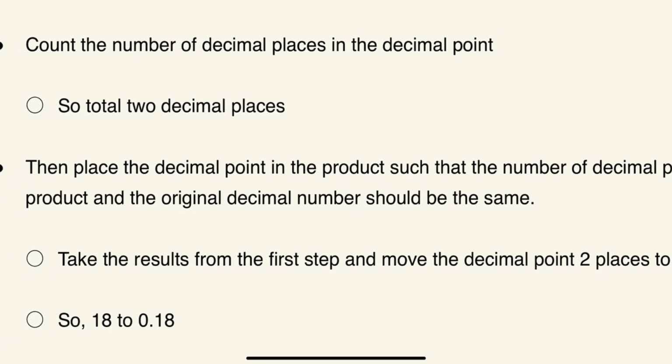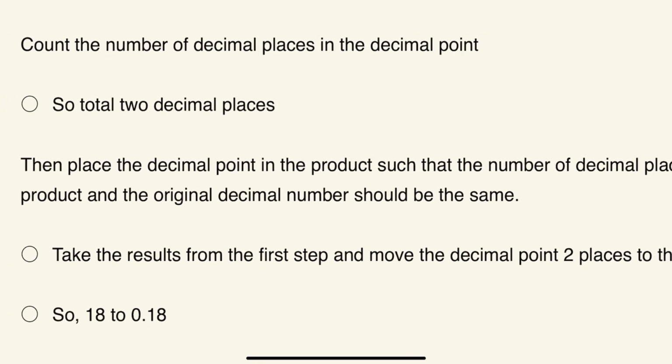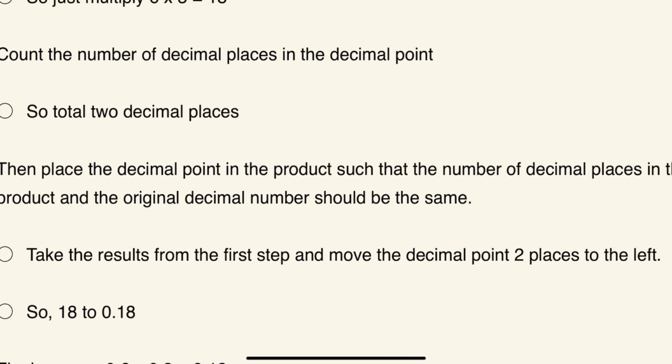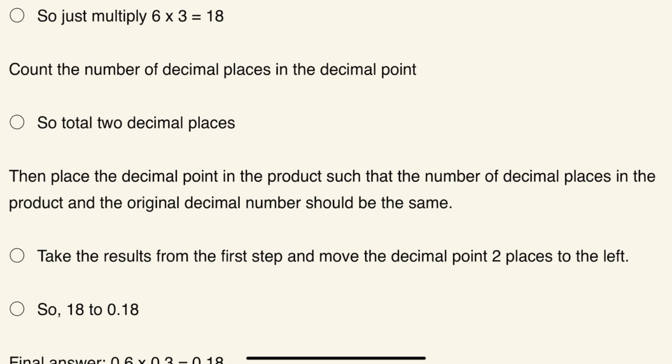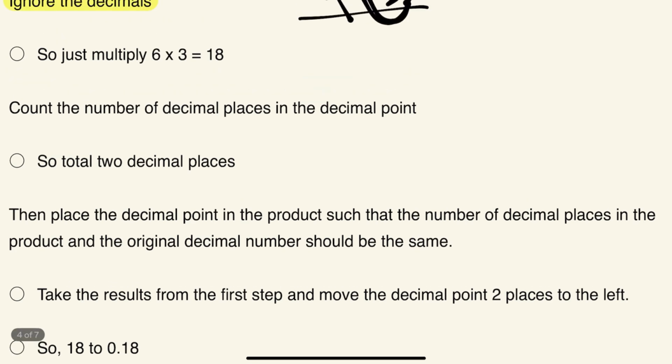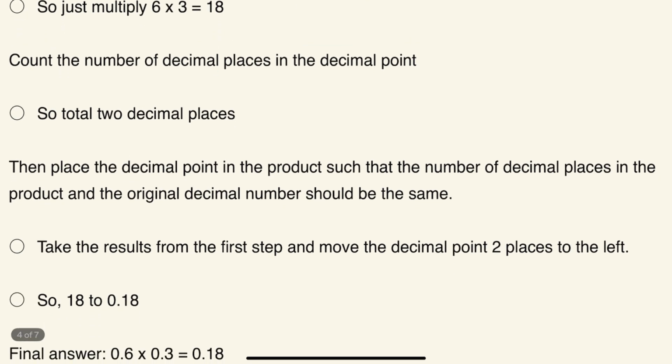Then place the decimal point in the product such that the number of decimal places in the product and the original decimal numbers should be the same. So what I mean by that is to take the result. We have 18 as our result, right? So 18, that's our result. Now, move the decimal point 2 places to the left. So you move 1 time and you move a second time.